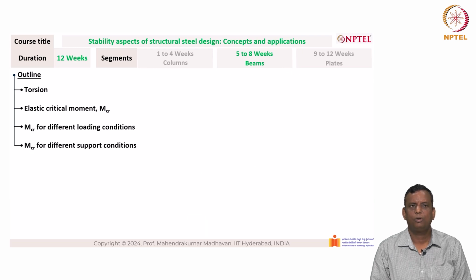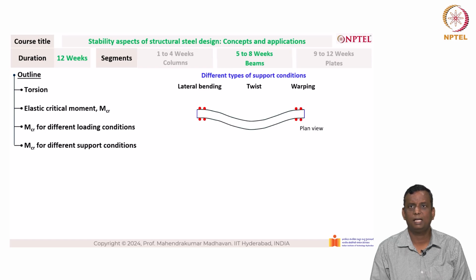I will also talk about MCR for different support conditions. Different support conditions are basically lateral bending, twist and warping. So we can see the plan view here. In the plan view, we can see that lateral bending is prevented, twisting is prevented, but warping is allowed, which means that the structure can deform in the axial direction.